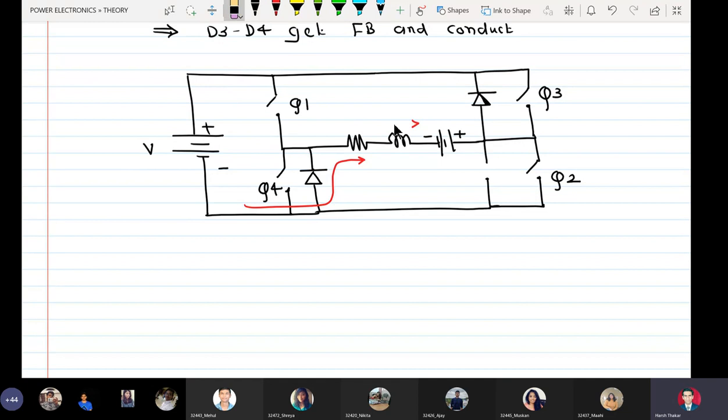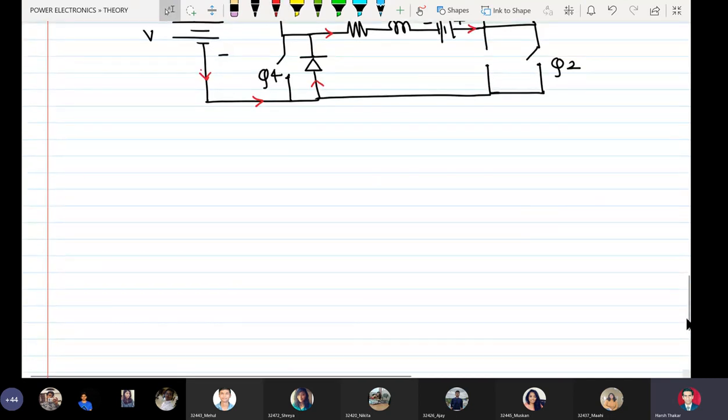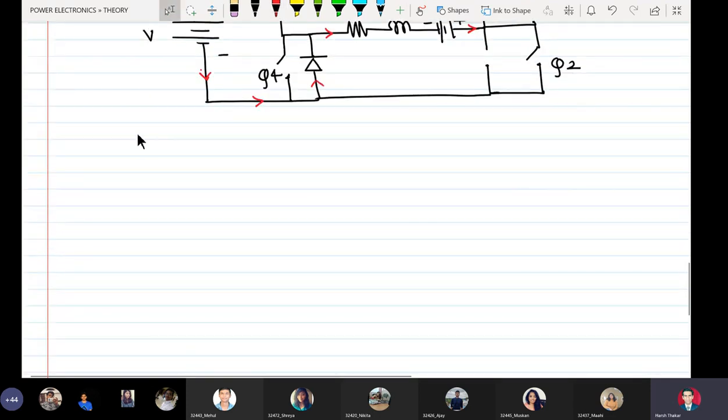If you want me to write properly, it's like this. The current starts like this, flows through D3, goes like this, and again we can see here it is leaving like this. So the current flow is like this. We can make a comment here. Now you see here, the inductor is discharging its energy into the source. It is important to write this.